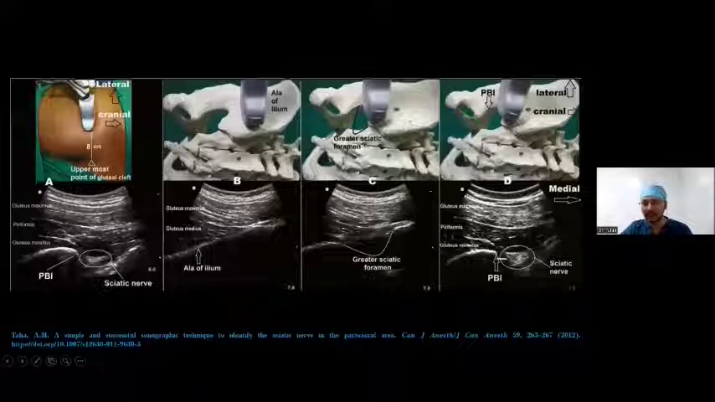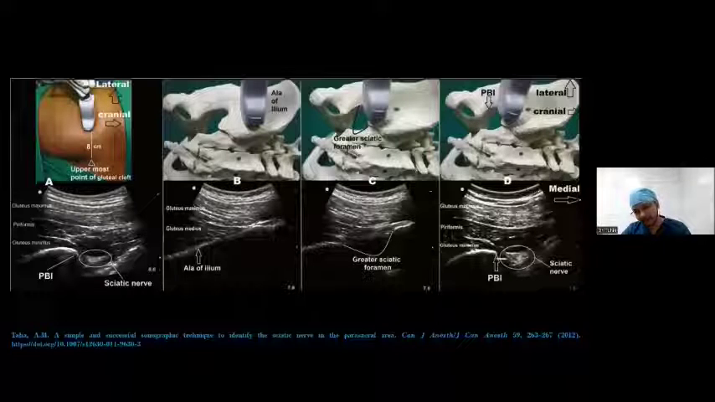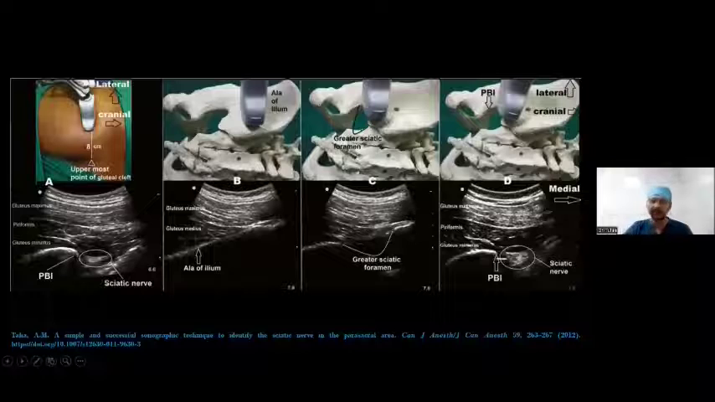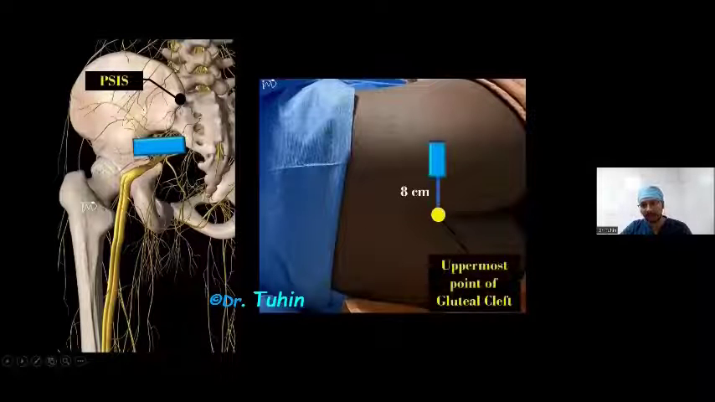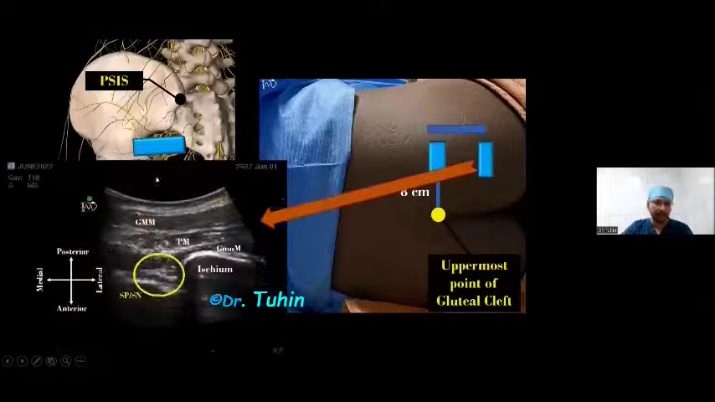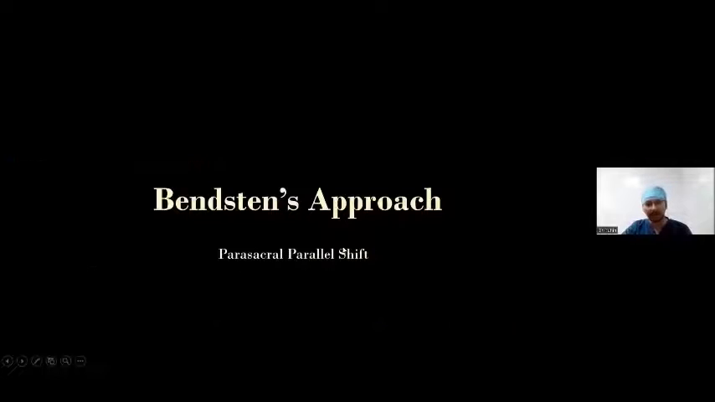If you are not getting it, use a little caudal tilt, that is, your hand will be tilted cephalad, but your probe will see caudally. Because you need to align your probe perpendicular, that is 90 degrees, to the sciatic nerve or sacral plexus to visualize this. That is the basic ultrasound principle. So the probe position will be here, and here is the uppermost part of the gluteal cleft, 8 centimeters lateral, then go caudally, and you will see a picture like this. This ischium, the posterior border of the ischium, has a typical curvature.